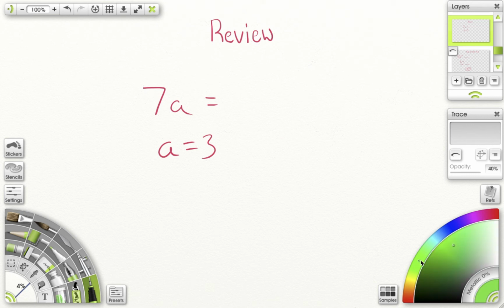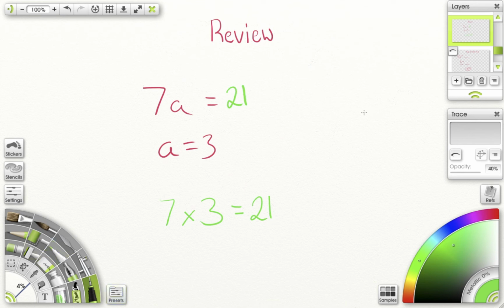So I have 7a, and we need to figure out what that number is when a equals 3. So in this case, what we do is 7, and we plug in our a to our a spot, which is 3. Because remember, when we have a number and a letter right beside each other, it means to multiply. So I plug in my number, or my a. So 7 times 3 equals 21. And that is our answer there.